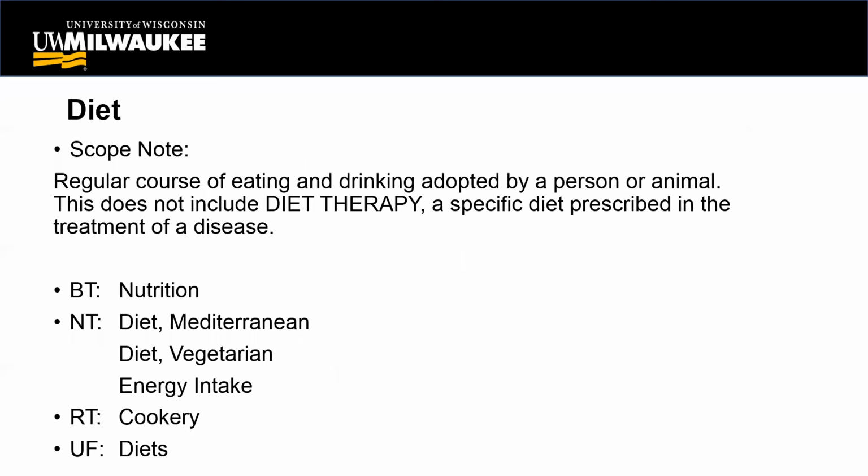And here is an example of a term occurring in a thesaurus, diet. The scope note is a definition. Diet is a regular course of eating and drinking adopted by a person or animal. And this does not include diet therapy, right? So that's different. Diet is only a course of eating and drinking by a person or animal. The broad term is nutrition. Narrow terms: diet, Mediterranean; diet, vegetarian; energy intake. Related terms are cookery and diets. So that means you don't use "diets" as a controlled vocabulary term, you only use "diet".